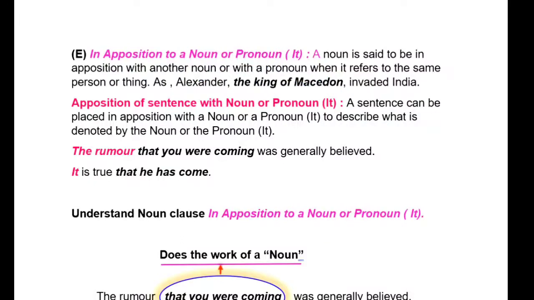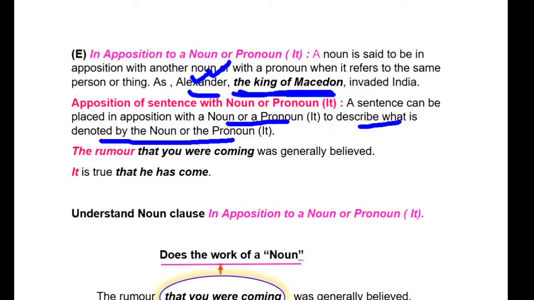Similarly, listen, the king of Macedon is not a clause. We can say this is a phrase. But if this were a clause, we could say that this is a noun clause, because apposition refers to the same person or thing, that means it refers to the same noun or the same pronoun. Okay, a sentence can be placed in apposition with a noun or pronoun to describe what is denoted by the noun or the pronoun. Similarly, the rumor that you are coming was generally believed.